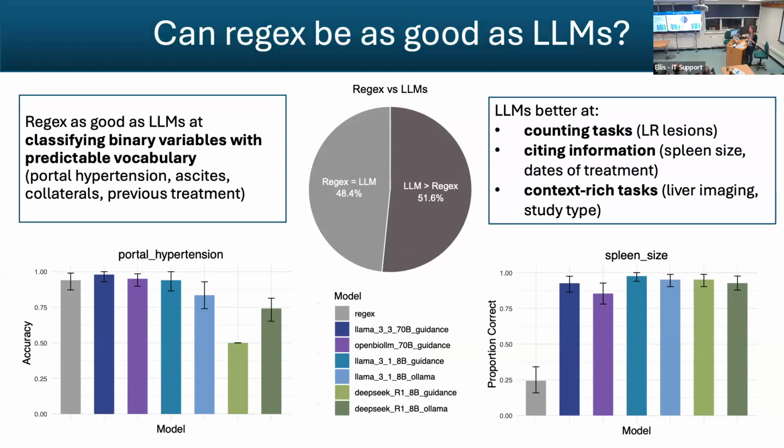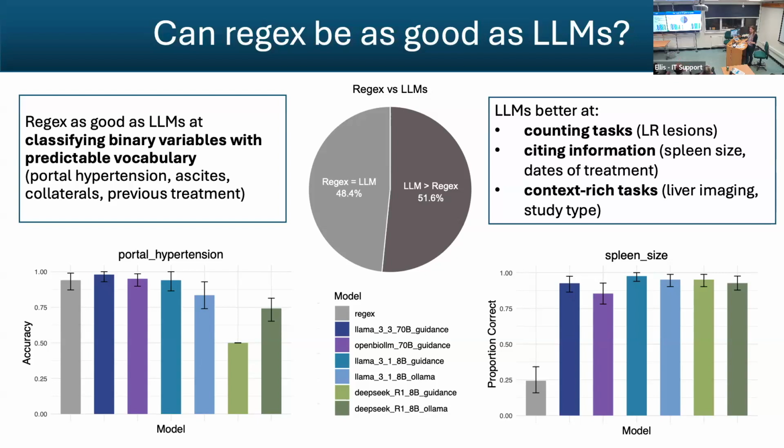However, in the other half of the questions, LLMs were significantly better than regex. And this was true for a lot of the more interesting questions. For example, counting tasks, how many liver lesions are there? Citing information like days of treatments, like we're very interested in that for patient journeys, and things that require a bit more context. For example, identifying liver imaging or identifying study type.